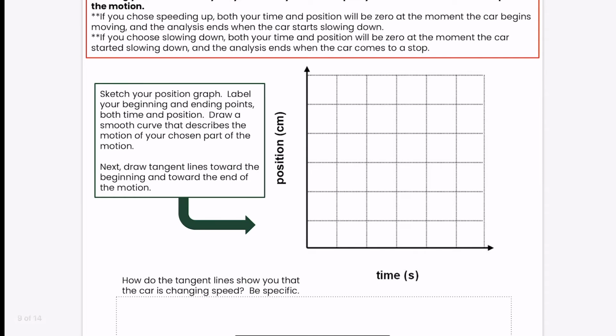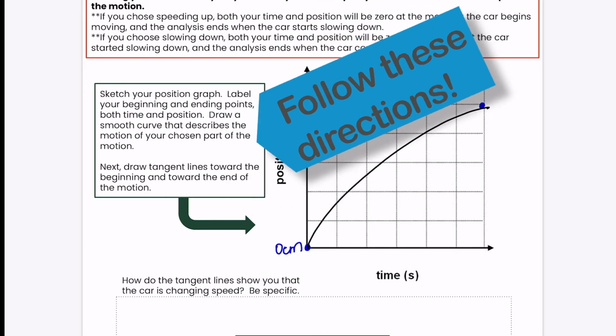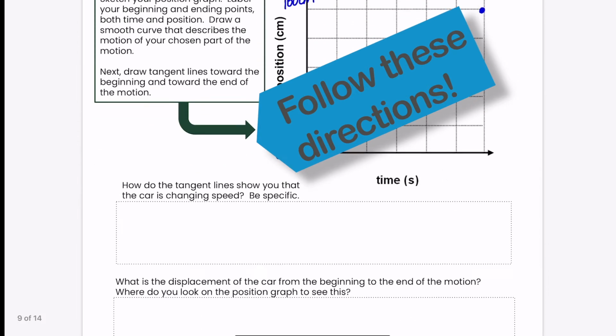All right, so you're going to sketch your points. If you're going to sketch your beginning, so at 0 centimeters, and your end, so if it ends at 100 centimeters, then you have that, right? And so your line will either be a curve here or a curve like this, or maybe it's just a straight line. Okay, so who knows, but maybe you need to tell us.